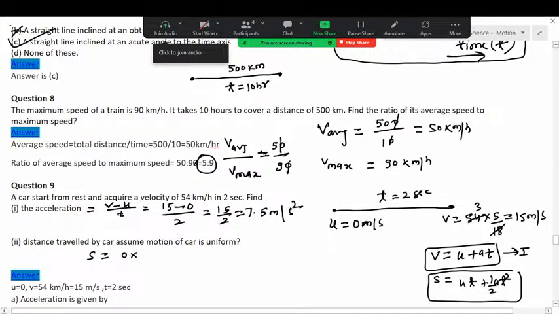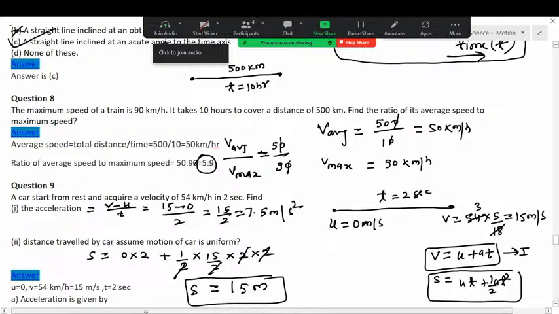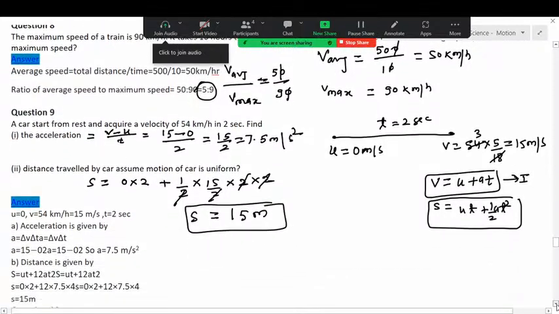U is 0, t is something, plus half, a is, we have determined a, 15 over 2. T square is simply 2 square. And now this is coming out to be 0 times 2 is 0. And here we can cancel this, we can cancel this. We got 15 meter as our distance traveled. Is it fine? Alright, okay. It's 15 meters.